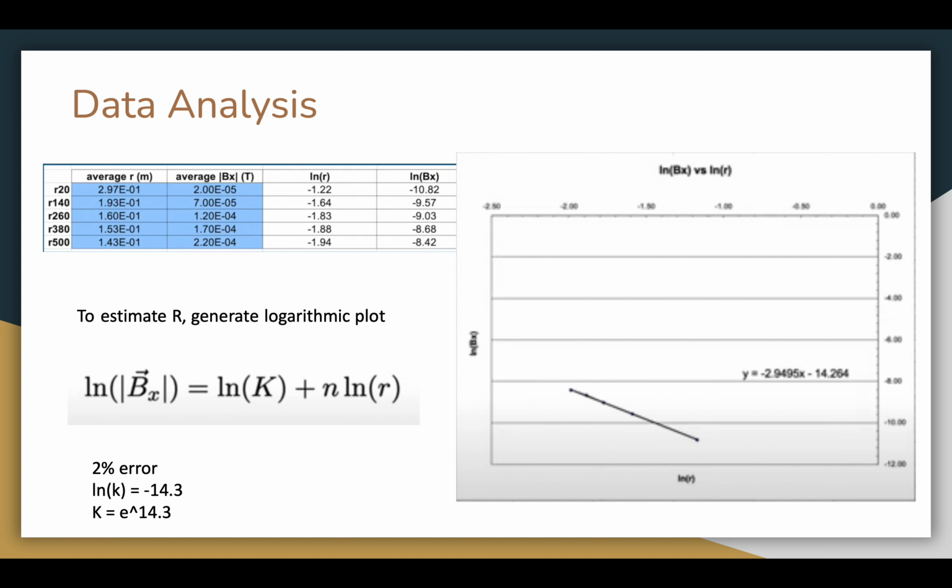The y-intercept is negative 14.3, which represents ln of k. We can solve for k itself by raising e to the y-intercept and then using that value to find the magnitude of the magnetic dipole moment, which comes out to be k divided by mu naught times 4 pi divided by 2. Using these numbers, I got a magnitude of 3.2 times Newton meters over Tesla.